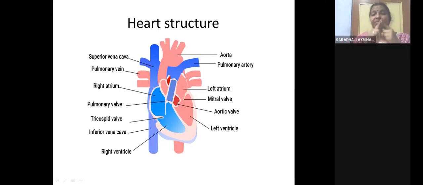So the right atrium receives the blood from the vena cavas, that is the superior and inferior vena cava. It's a new term for him. So you should tell him that it is a vein which carries the deoxygenated blood. Superior is collecting from the upper part and inferior is collecting from the lower part. It comes and pours into the right atrium. From the right atrium, the blood comes to the right ventricle.